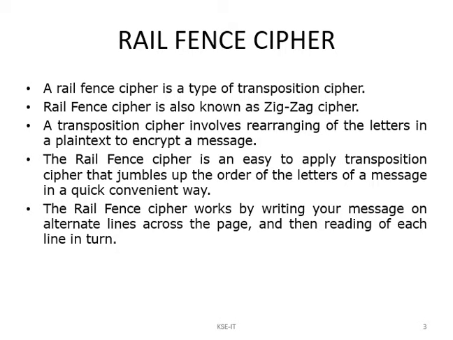A transposition cipher involves rearranging the letters in a plain text to encrypt a message. The rail-fence cipher is an easy to apply transposition cipher that jumbles up the order of letters of messages in a quick, convenient way. The rail-fence cipher works by writing your message on alternate lines across the page and then reading each line in turn.